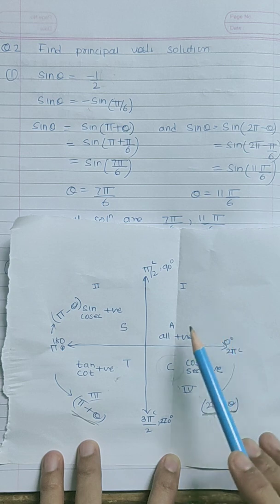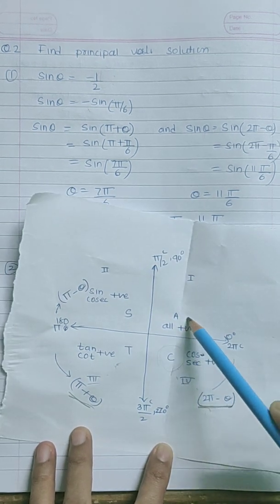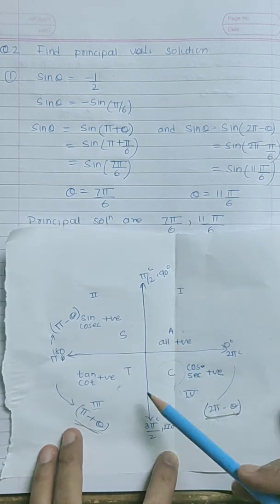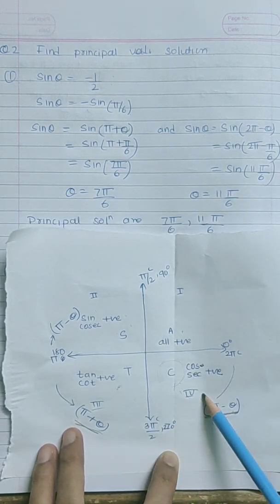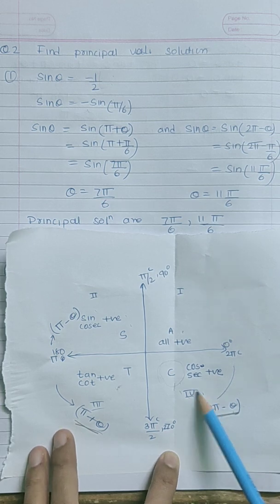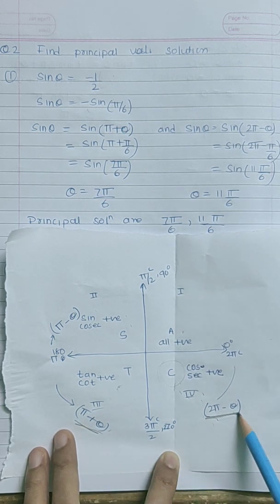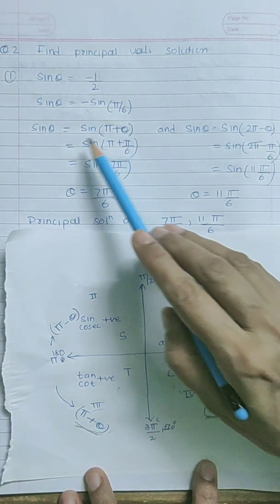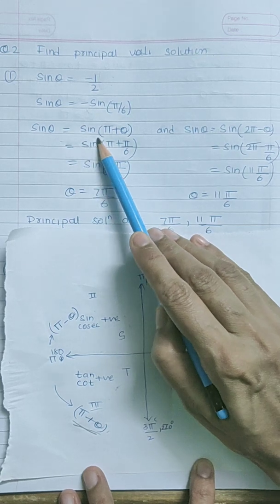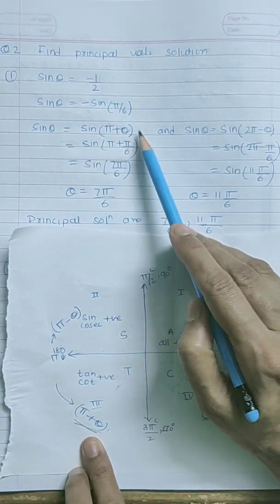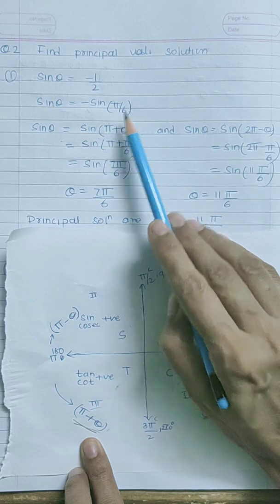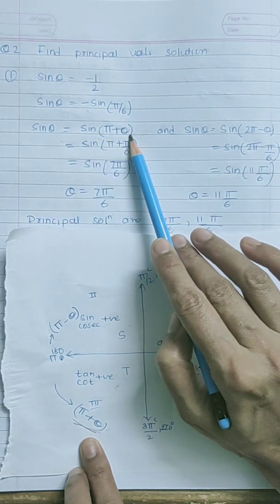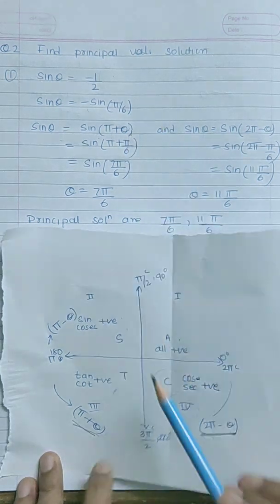Now, when the sign value is negative, so here all are positive, here sign is positive, so this also we cannot take. So sign is negative in the third and fourth quadrant. So the allied angles will be pi plus theta and 2 pi minus theta. First we will take sin theta is equal to sin of pi plus theta, so that our sign will become negative. This will be the allied angle.